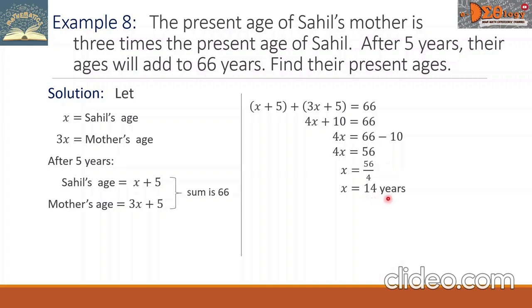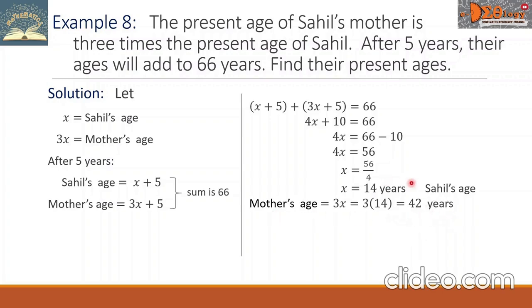This 14 is in years. In the beginning, we said that x is Sahil's age. What about mother's age? This is equal to 3x. X value is 14, so we have here 3 times 14. And the answer is 42. That means mother is 42 years old.